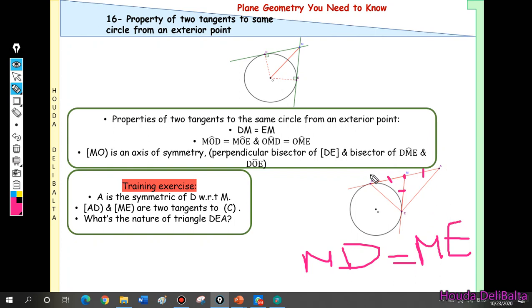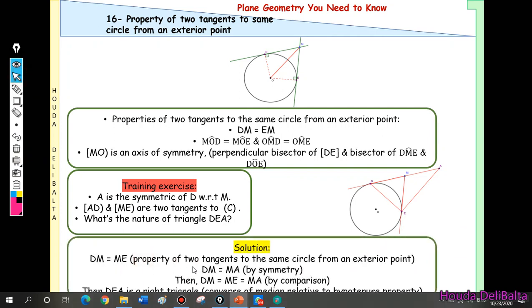Then by comparison, what are we going to get? MD equals ME, MD equals MA, so we get that these three are equal: MD, ME, and MA. And that's the converse of the median property relative to the hypotenuse in a right triangle, and thus triangle DEA is a right triangle at E. So let's see the proof.